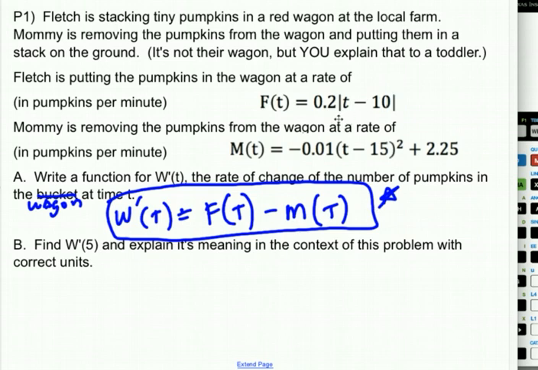Like if they only gave you the rate, if they didn't call it f of t, if they just said 0.2 times the absolute value of t minus 10, then you'd have to write it. But if you're given a name for that function, please just use the name that was given. All right. Find w prime of 5 and explain the meaning in the context of this problem.